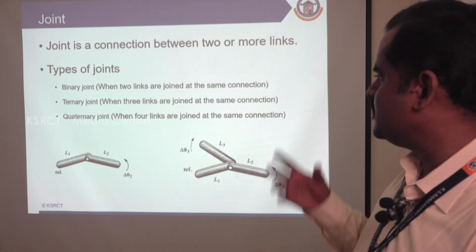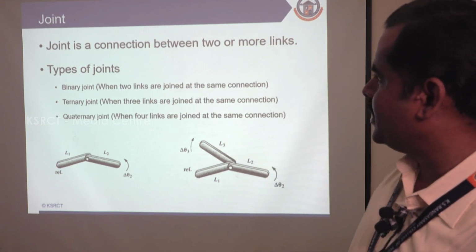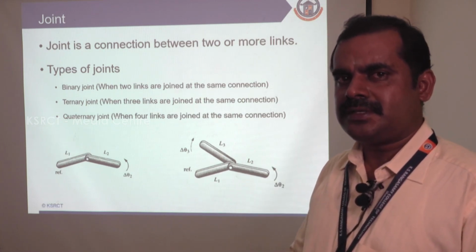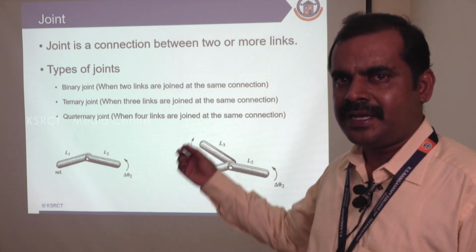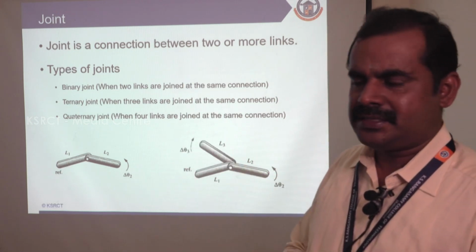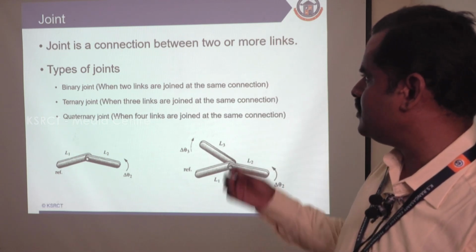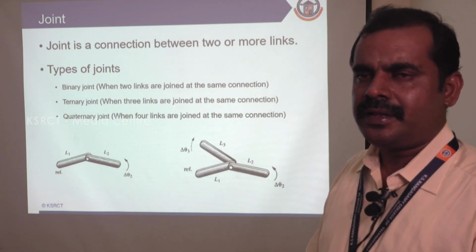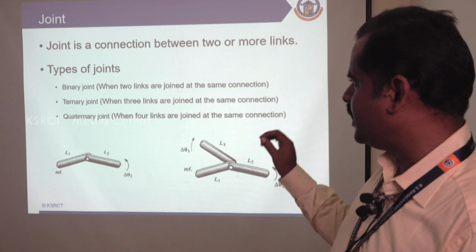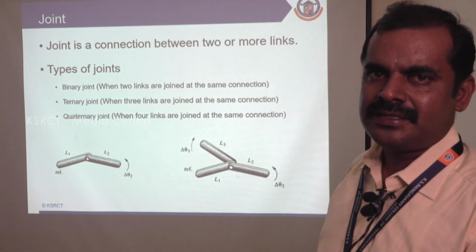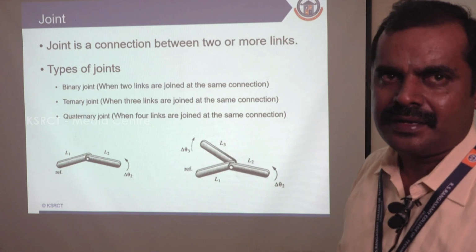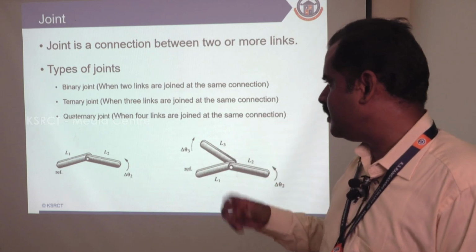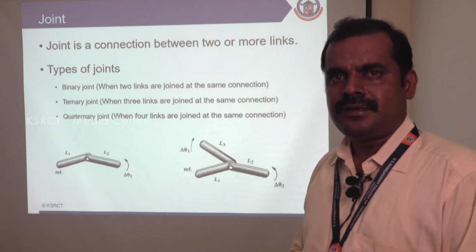Then we are going to see the joints. Joints are nothing but the connection of two links. Right? At the endpoints we have nodes. The nodes of two links are connected at a point which is called a joint. They are only the connections. There are different types of joints. The first one is binary joint, then ternary joint, then quaternary joint. A binary joint means two links are connected at the same connection. When three links are connected with one joint, this is called a ternary joint. When four links are connected with one joint, it is called a quaternary joint.